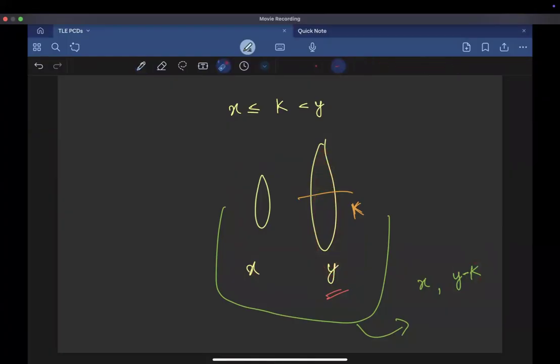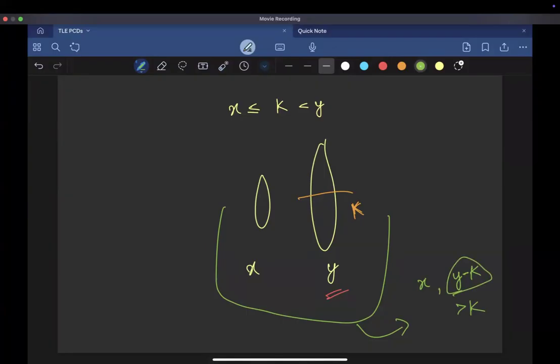Since you have taken k stones in the last move, it means that Bob cannot choose this pile with x stones because k was already greater than or equal to x. So now, no matter what Bob wants, he cannot choose this pile, right? And the only choice he has is to remove this pile if y minus k is strictly greater than k. Only then can Bob choose this pile.